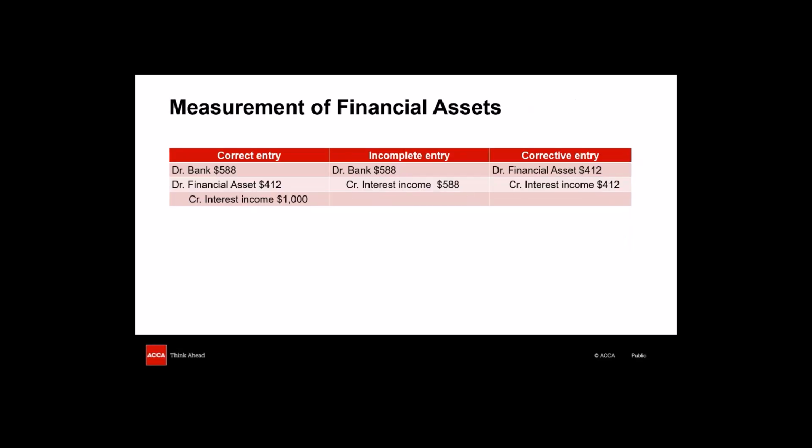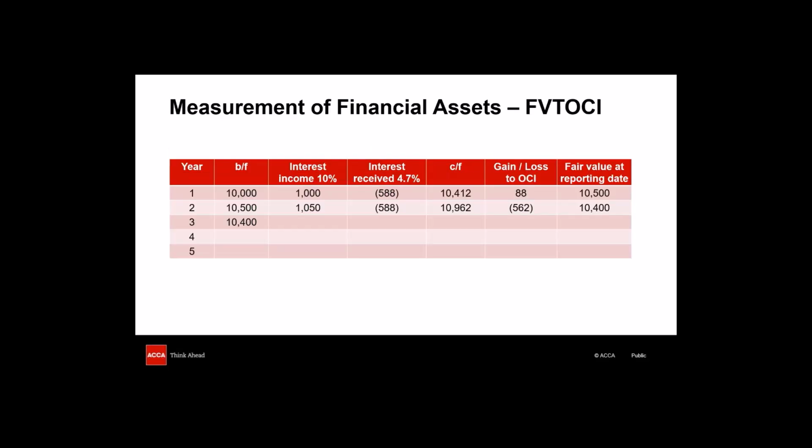Now, this was the working for the financial assets at amortized cost. Now let's move to the measurement of financial assets at fair value through OCI. Now the interesting part in case of fair value through OCI is that although it is an asset which is held at fair value through OCI, the change in fair value does not take place from the start of the year to the end of the year. Rather, we do the same working that we do for the amortized cost. So if you see the year one working, we started off with the 10,000 brought down balance. Interest income is 1,000. Interest received is 588 and the carried down balance is 10,412.